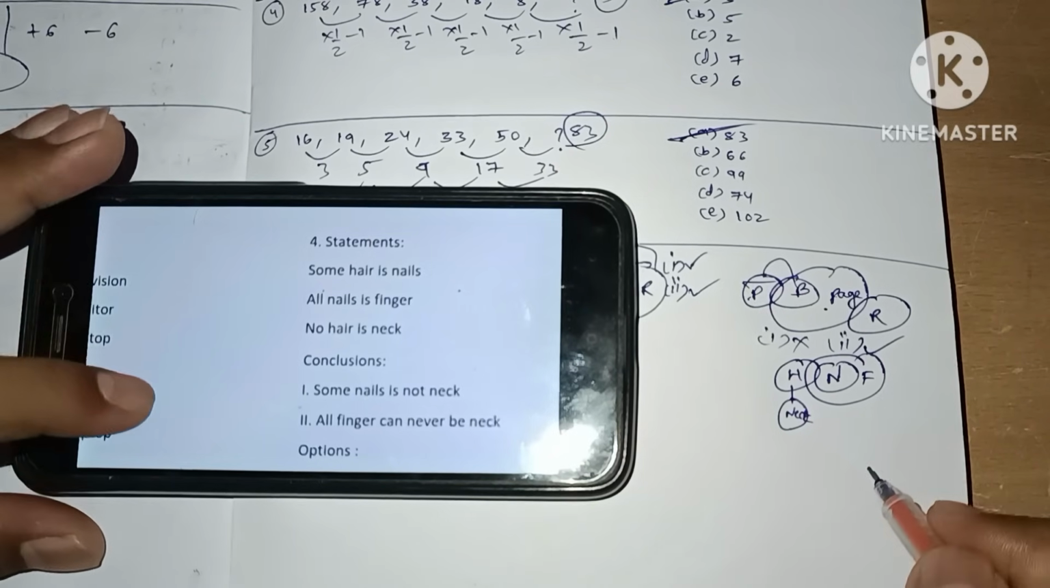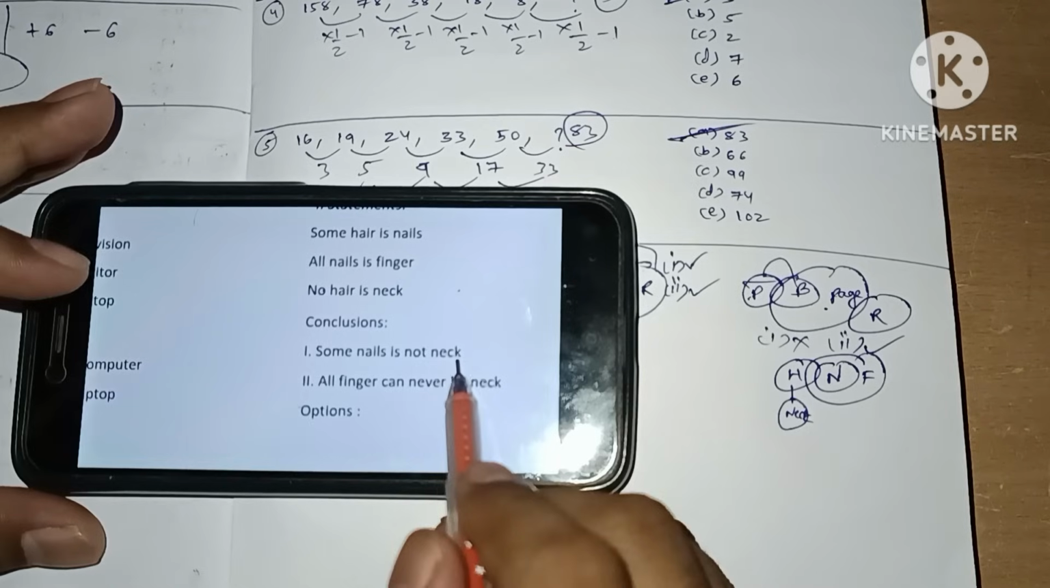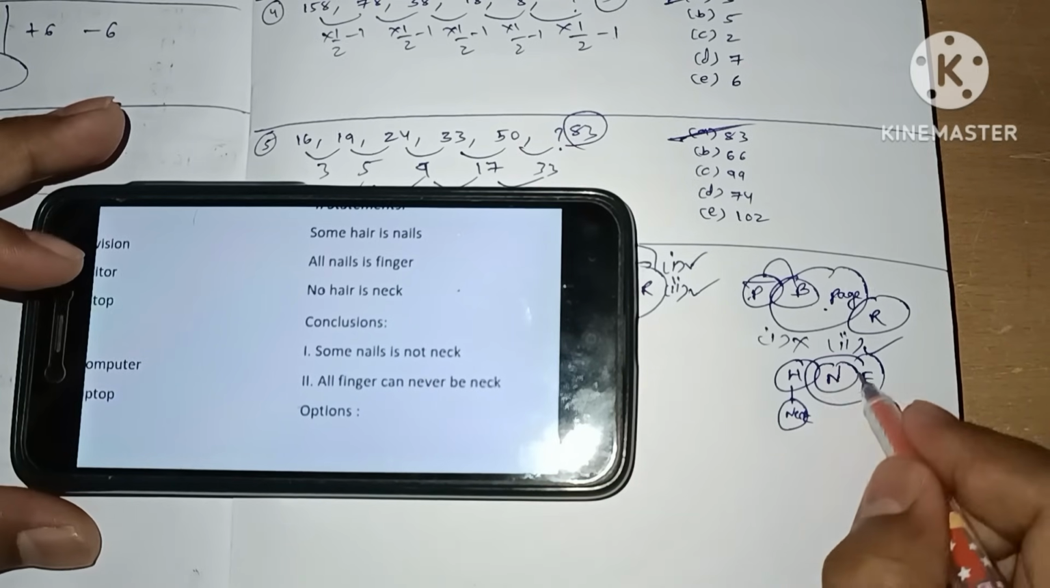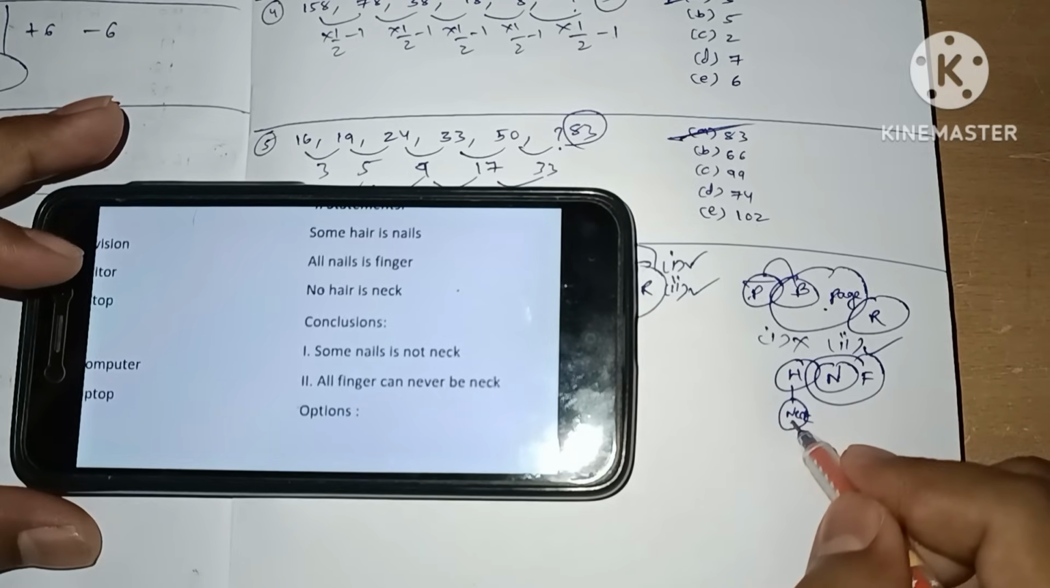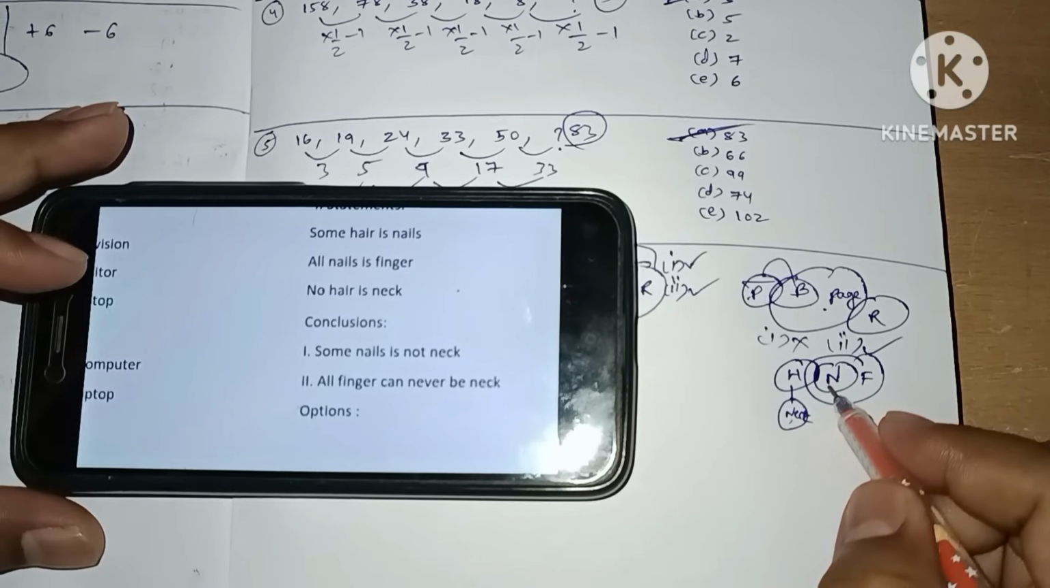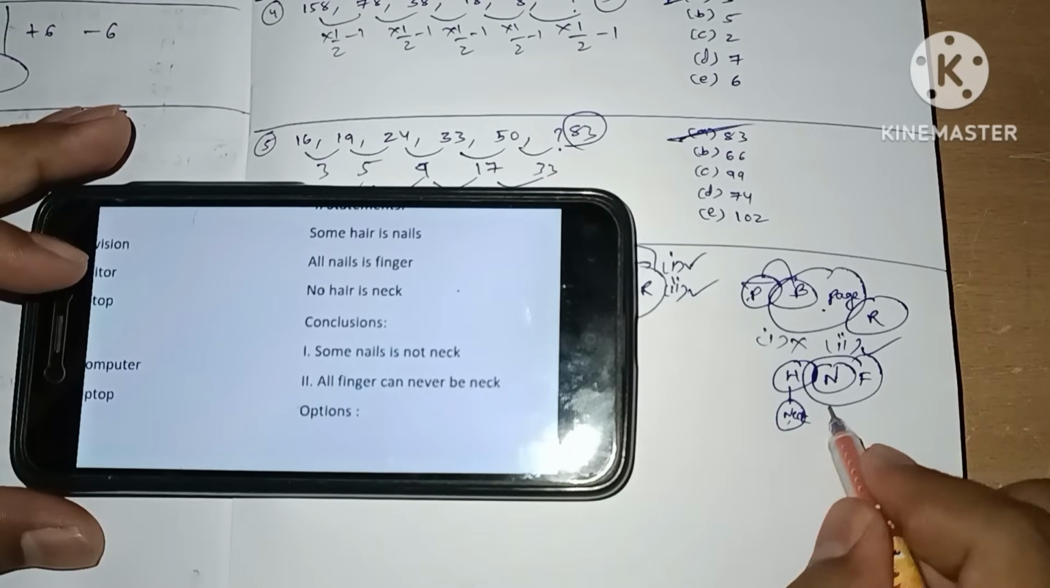Okay, let's see the conclusions. Some nails is not neck. We see "not" here, so we check whether all nails can be neck. Can all nails be placed inside neck? It is not possible because of sharing of this part. So the all case fails, which means the some-not case will be true. So the first conclusion is true.